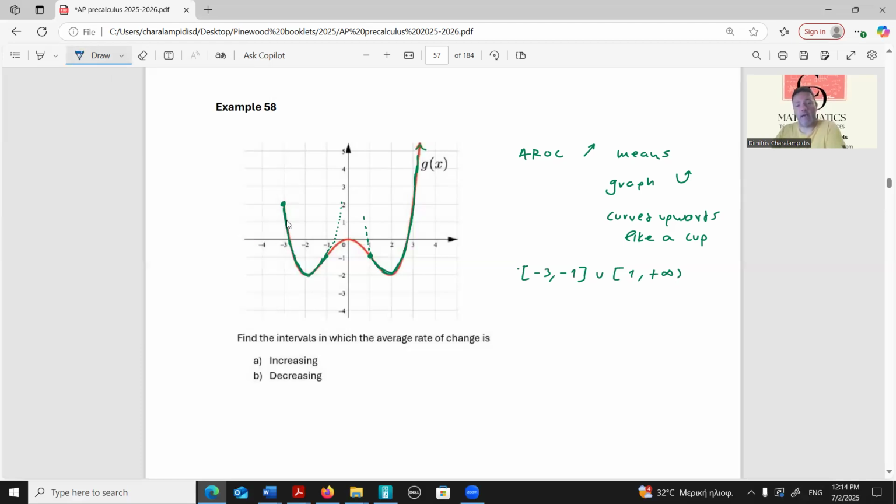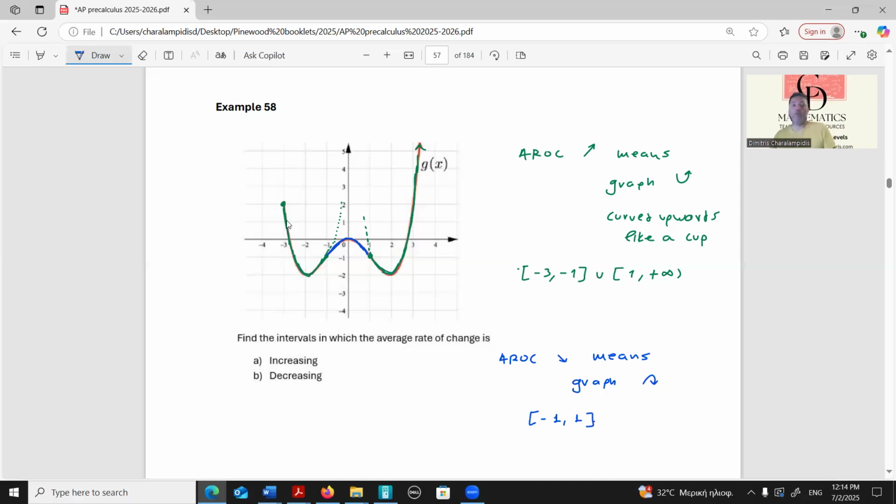Similarly, the average rate of change decreasing means that the graph is concave down. And having a graph that is concave down means that we have a graph that is curved downwards like a frown. In this case, that would have been the interval, so we'll continue based on the points we used before, from -1 up to 1. And that would be all.